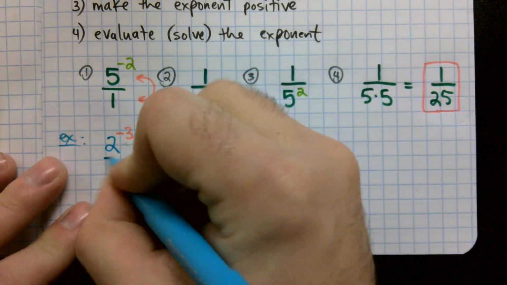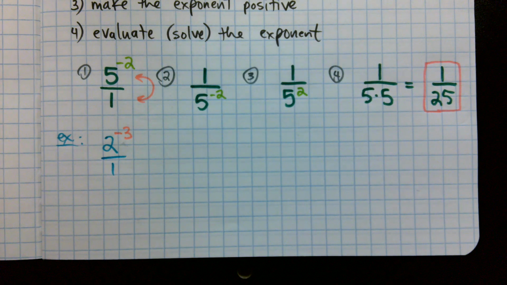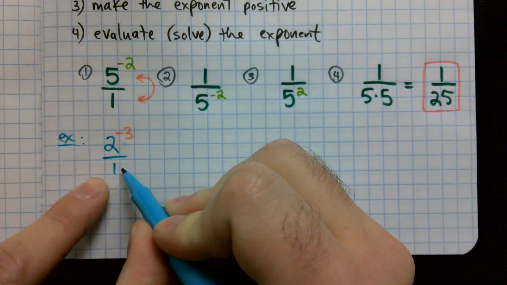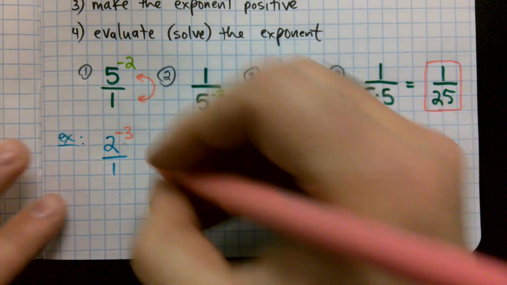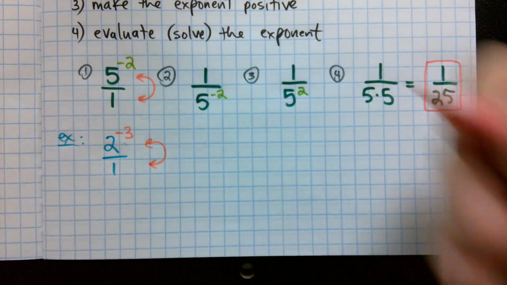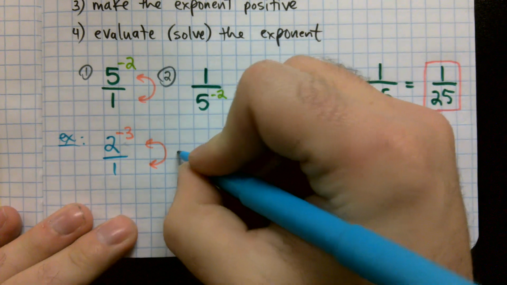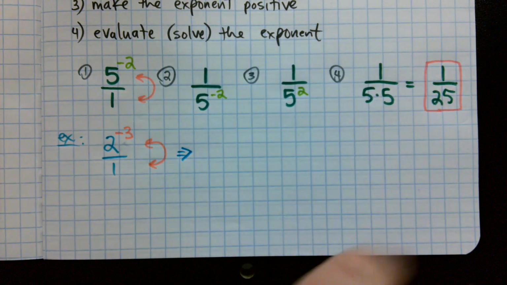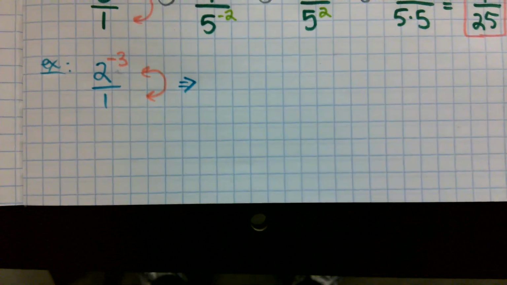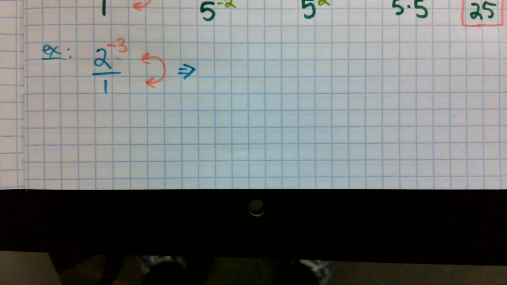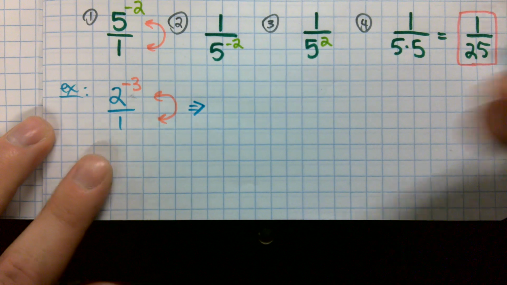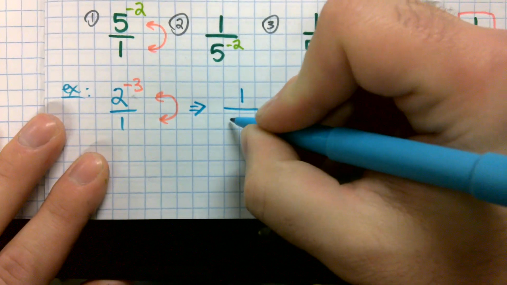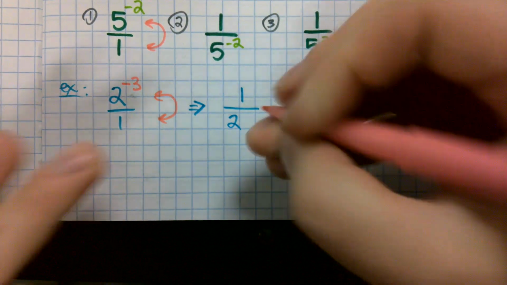Great job, you guys. Devin, you got step 2, though, right? We put it over 1. And then what do we do with that fraction now, Devin? We flip it, right? The top goes to the bottom and the bottom goes to the top. I'm going to move this up so those in the back can see. So my 1 is now on top. My 2 to the negative 3 is now on bottom.